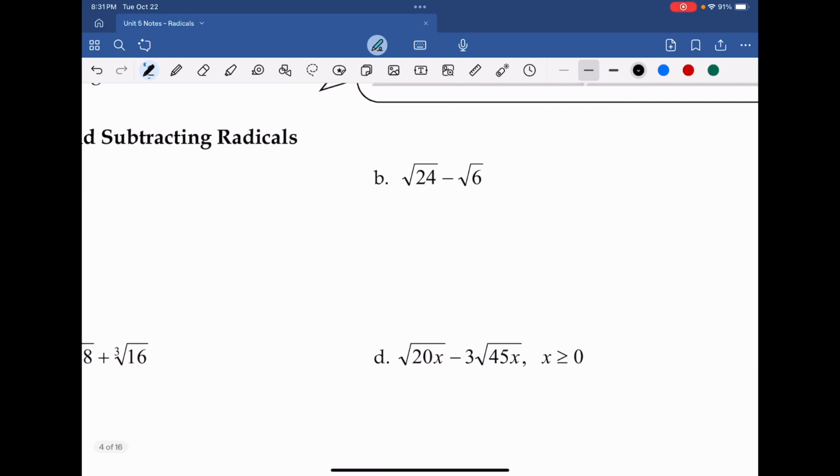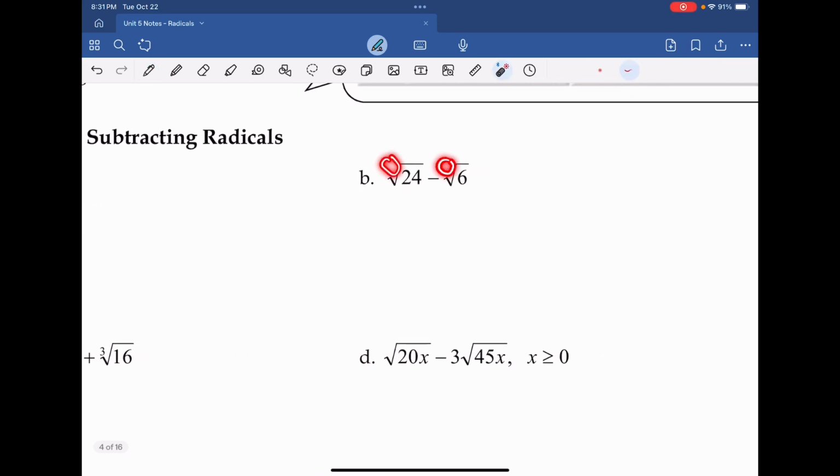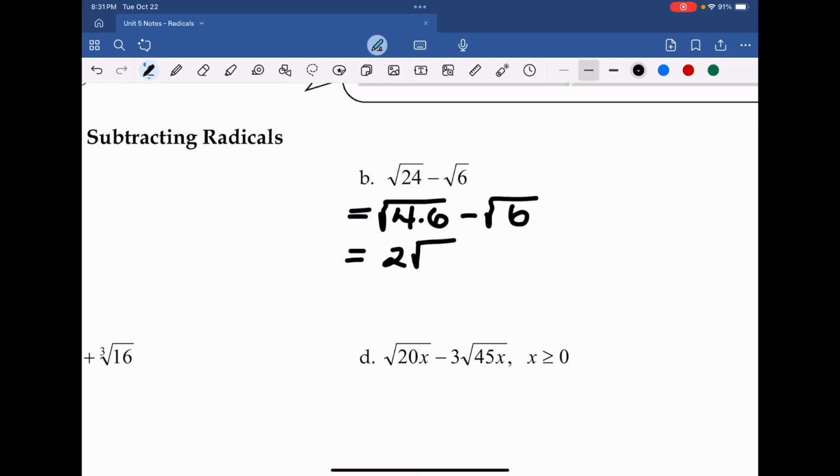What about b? We see that we have the indexes that are both square roots, but the radicands are different, so we need to do some work with this. I'm going to take 24 and separate it into 4 times 6, minus the square root of 6. This is going to give us 2 root 6 minus root 6. And if you're unaware of what the coefficient of this term is out front here, this is actually equal to 1, or more importantly, negative 1. So we're going to go 2 minus 1 root 6. We subtract their coefficients, I get 1 root 6, which is just going to be written as root 6.